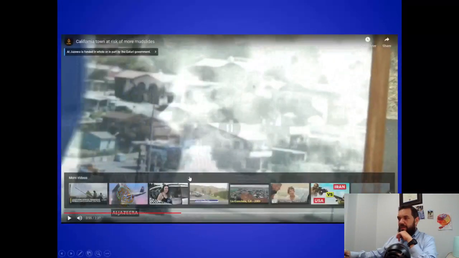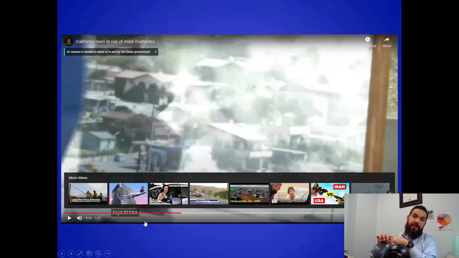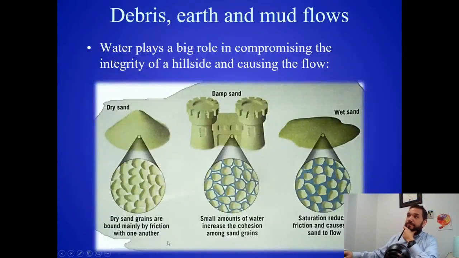See this? Anyway, I think you get the idea, but it was quite a dramatic event. It was a big deal in Southern California when this all happened. So, like I said, water plays a complex role in mass wasting and angle of repose. If you have dry material like this dry sand, you can have a relatively stable hillside.